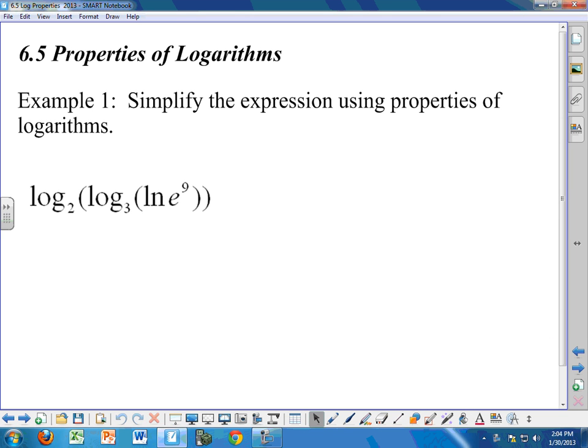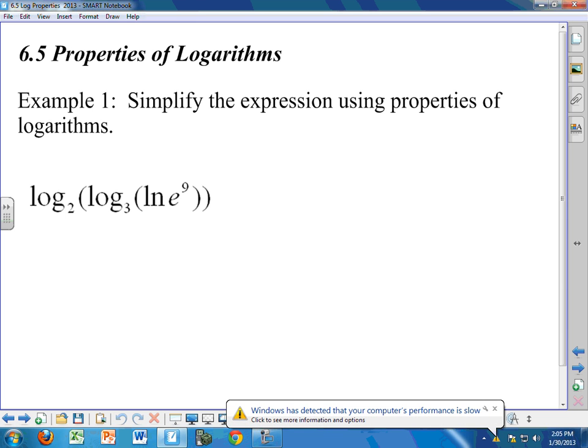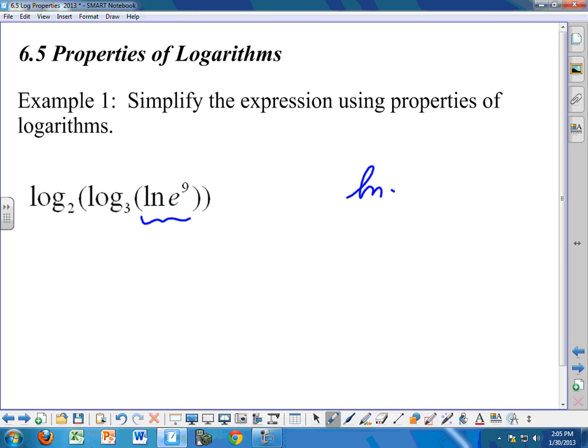Today we'll be looking at properties of logarithms, and I have two specific types of examples. The first deals with using properties of logarithms to simplify some expressions, and here we have one that will break down nicely. We'll start with the innermost portion of this expression, the natural log of e to the ninth. And of course, the natural log of e to the ninth power is the same as writing log base e of e to the ninth power.